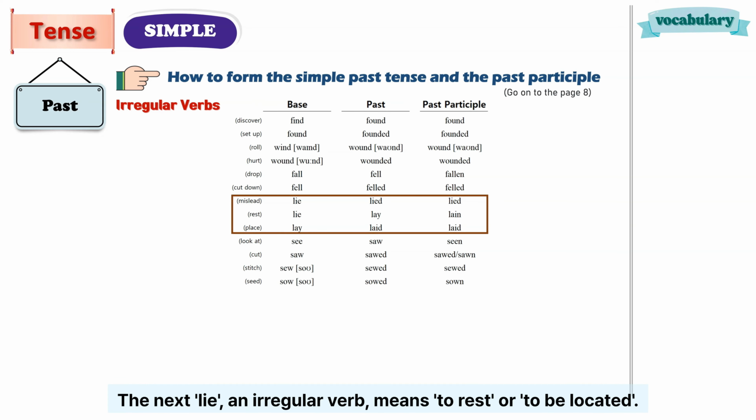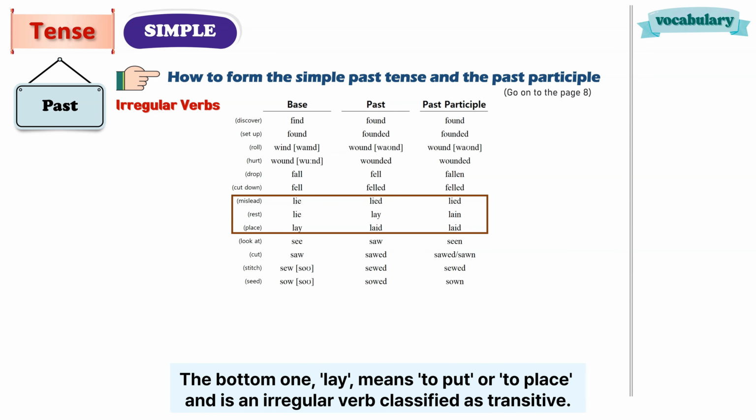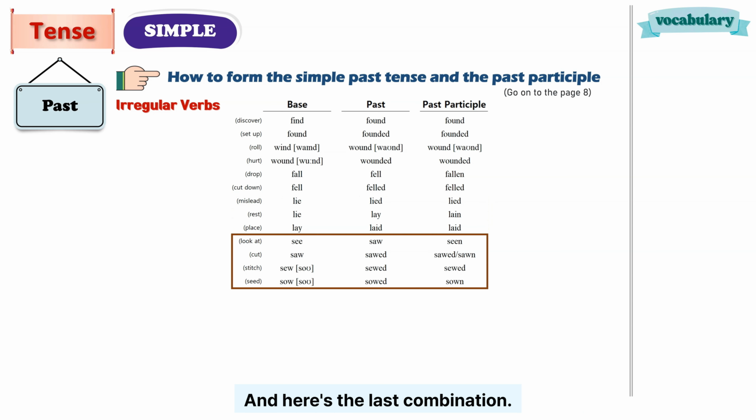The next one, lie, an irregular verb, means to rest or to be located. It's classified as an intransitive verb. The bottom one, lay, means to put or to place and is an irregular verb classified as transitive. If you replace the letter L with S or P, you'll understand the change even more easily. And here's the last combination.